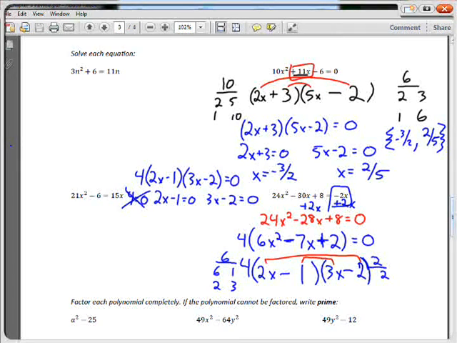So here I'll get x is equal to 1/2. Here I'll get x is equal to 2/3. So my answer will be a 1/2 or a 2/3.